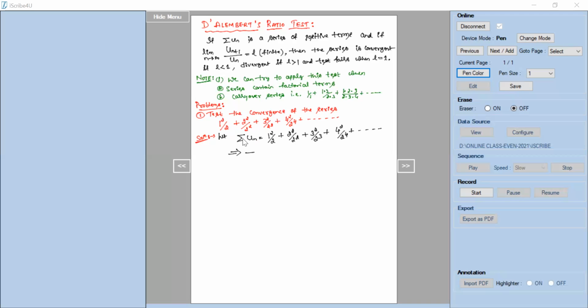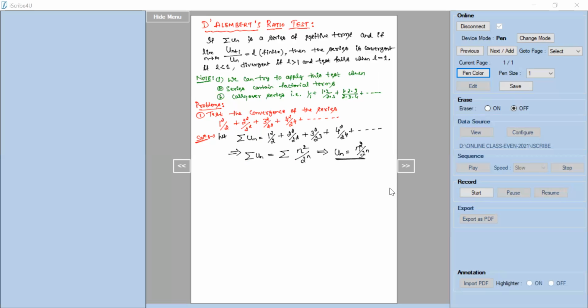I'll write the nth term of the series. If you look at the numerator, it is 1, 2, 3, 4, 5 like this. The nth term will be n. And here 1 square, 2 square, 3 square, 4 square, 5 square, if you continue like this, the nth term will be n square. The denominator starts with 2, and the power is 2 power 1, 2 power 2, 2 cube, 2 power 4 like this, so the nth term is 2 power n. So the series can be written as summation n square by 2 power n. On comparison, I can write un equal to n square divided by 2 power n. This is the nth term.